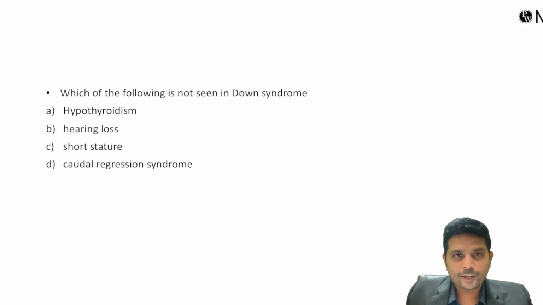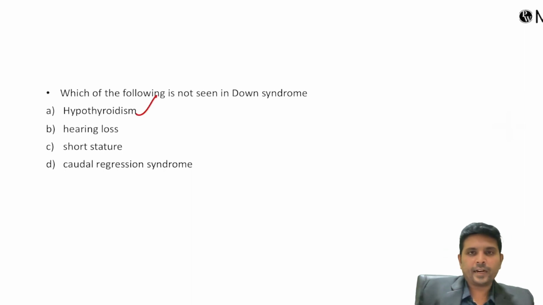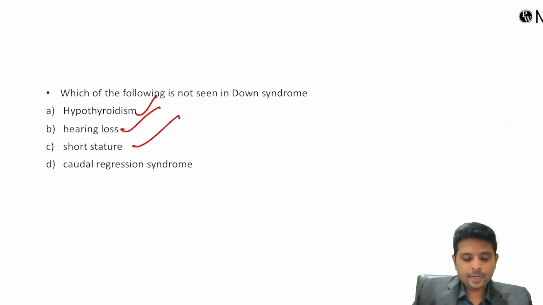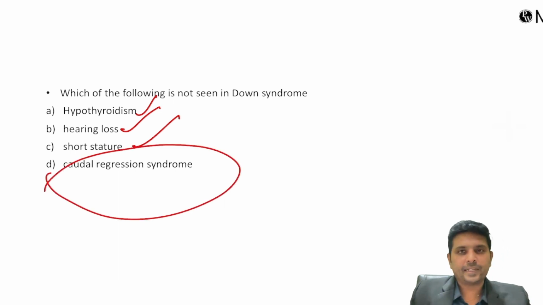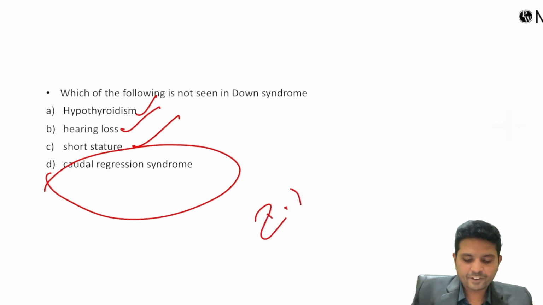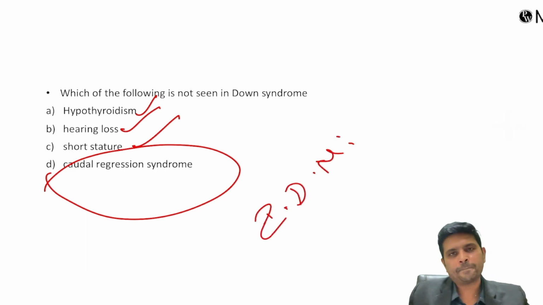Which of the following is not seen in Down syndrome? Hypothyroidism, yes. Hearing loss, yes. Short stature, yes. Whereas caudal regression syndrome is a manifestation of infant of diabetic mother. It is not a manifestation in Down syndrome.